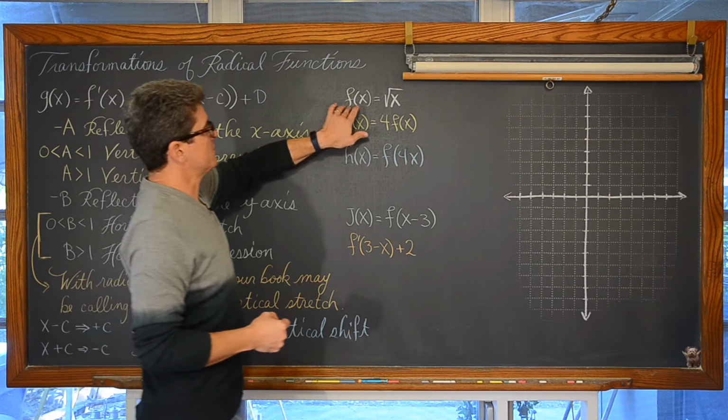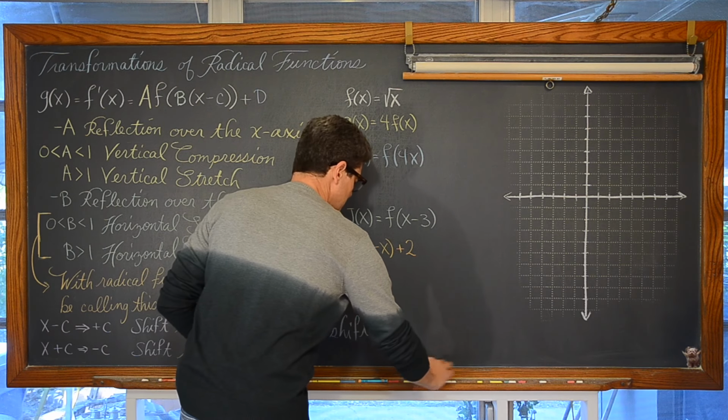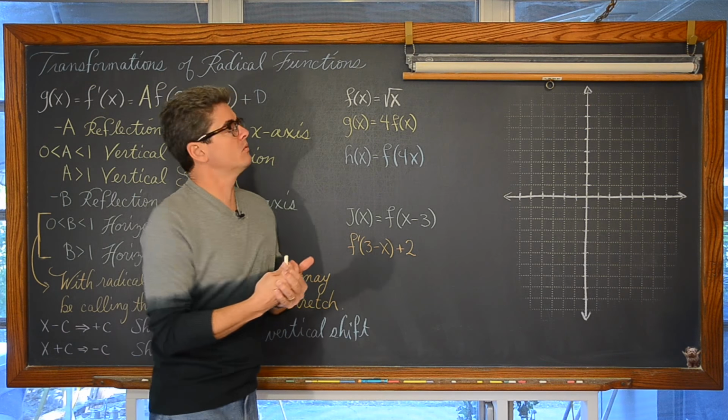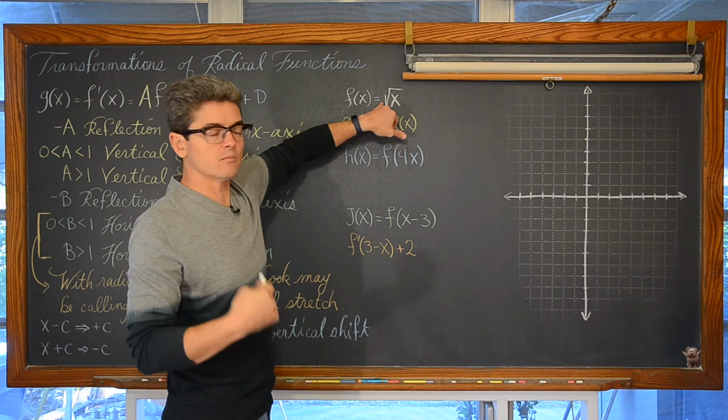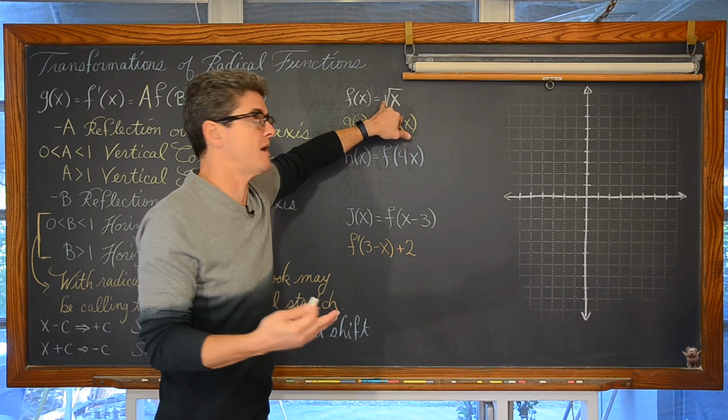So we're going to look at the parent function of f of x is equal to the square root of x. Well, I'm not going to make a t-table, but maybe we don't know what the square root of x looks like. We have no plus or minus in front of this radical, so we're going to be looking at the principal root, the positive root.